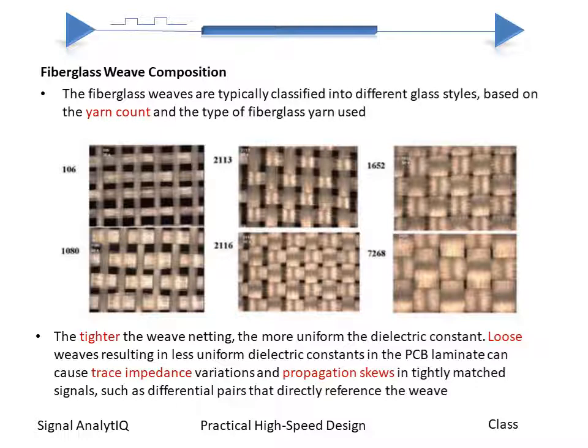The tighter the weave netting, the more uniform the dielectric constant, and the looser weaves will result in a less uniform dielectric constant in the PCB laminate, which can cause trace impedance variations and propagation skews in tightly matched signals, such as differential pairs that directly reference the weave.